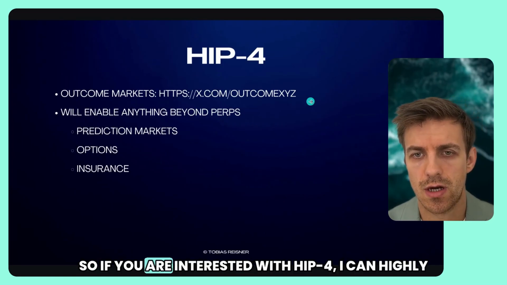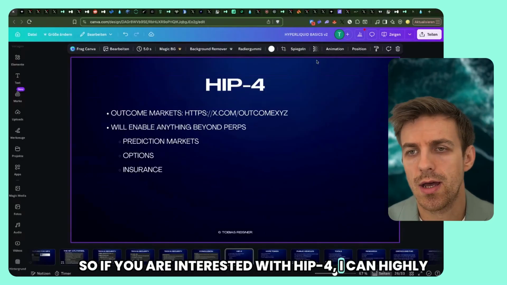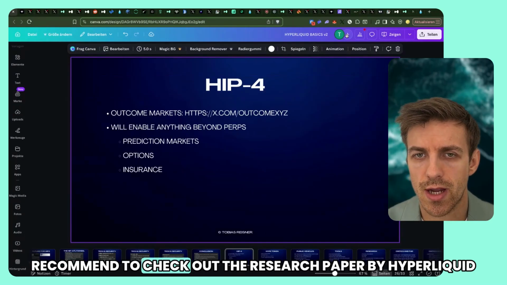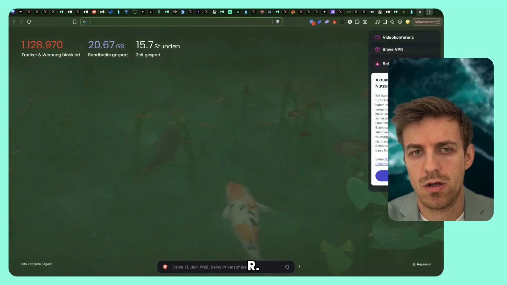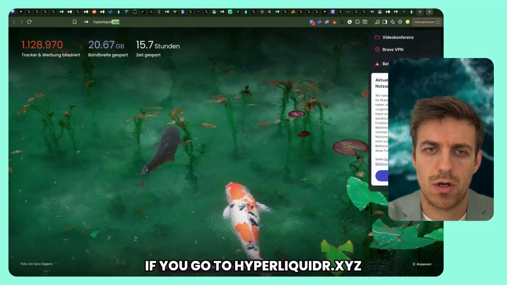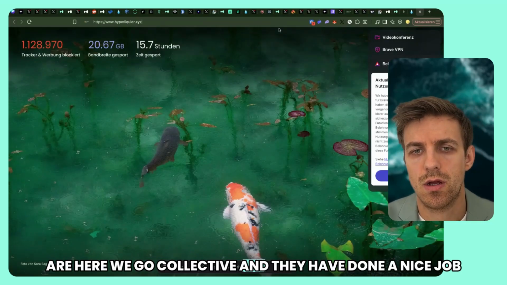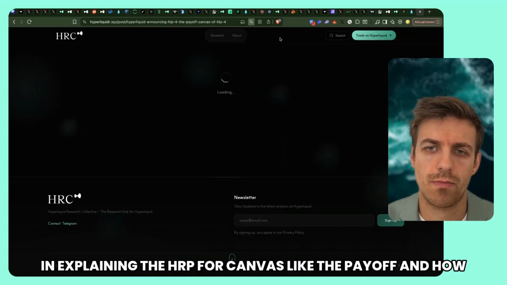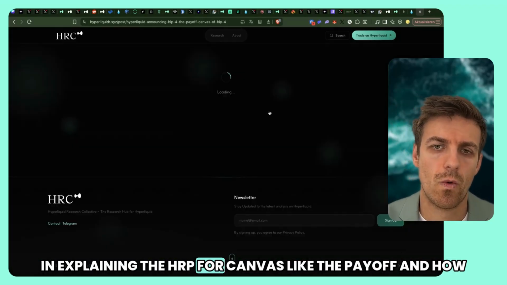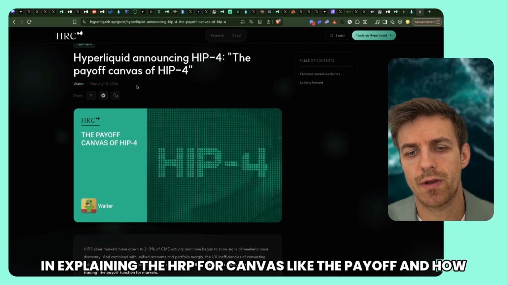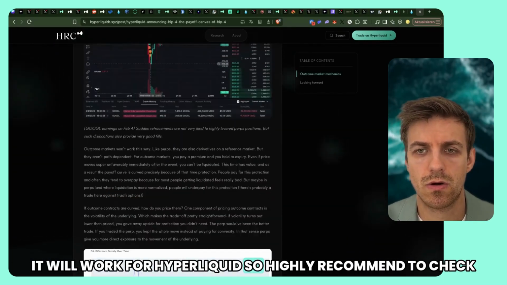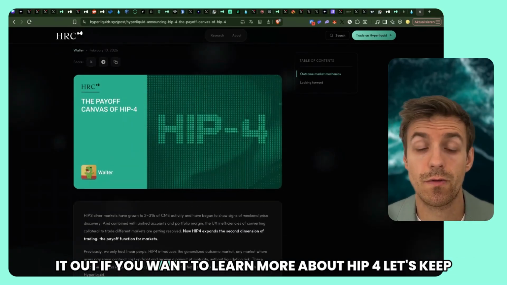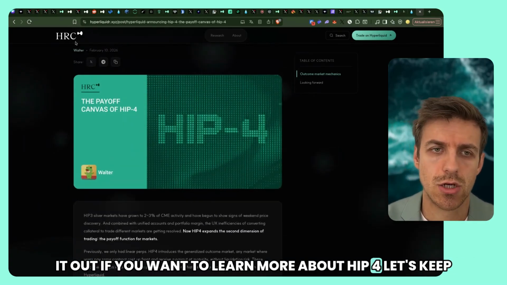So if you are interested in HIP-4, I can highly recommend to check out the research paper by Hyperliquid R. If you go to Hyperliquid R, here we go, Collective, and they have done a nice job in explaining the HIP-4 canvas, like the payoff and how it will work for Hyperliquid. So highly recommend to check it out if you want to learn more about HIP-4.